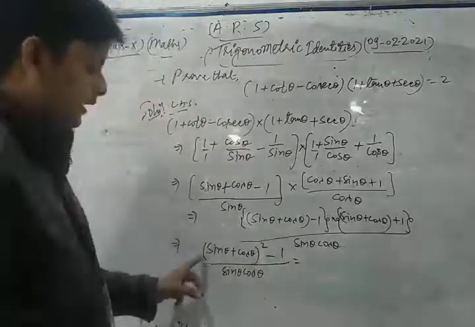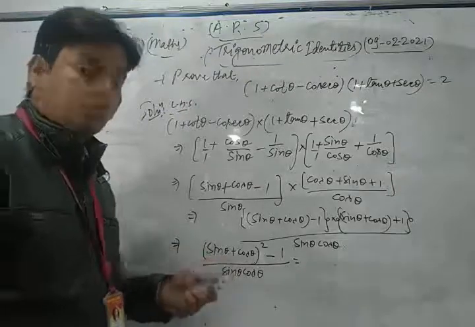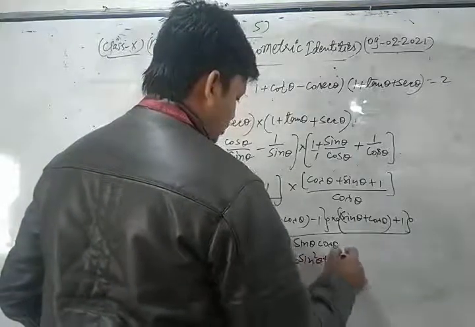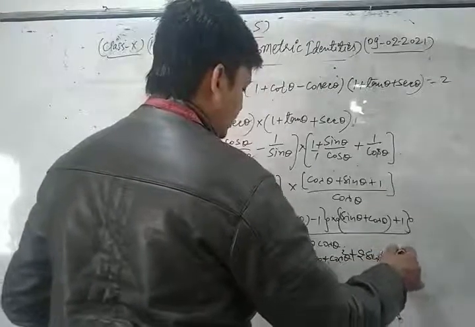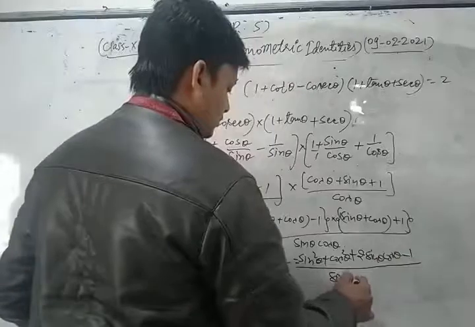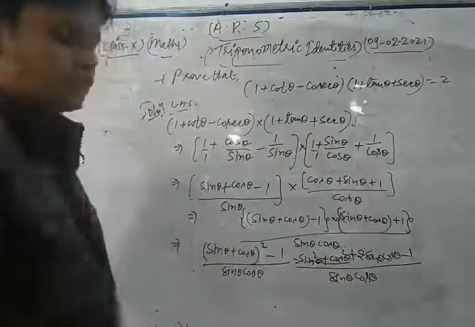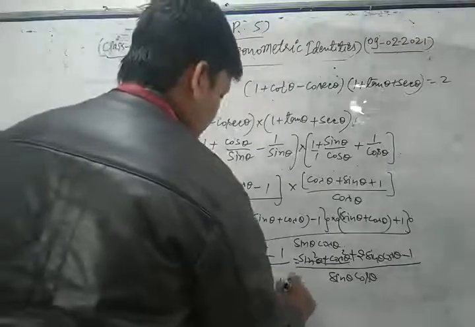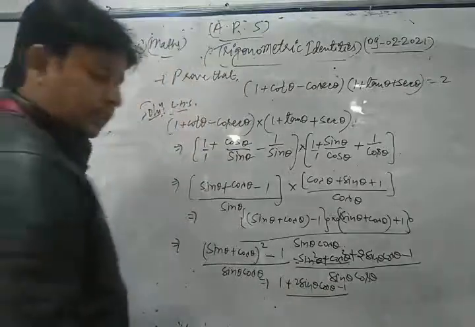Now we expand the given identity, sin theta plus cos theta whole square, based on a plus b whole square. So this is a square, sin square theta, plus b square, cos square theta, plus 2ab, 2 times sin theta into cos theta, minus 1, upon sin theta into cos theta. Now we write sin square theta plus cos square theta is equal to 1. So now we write 1 plus 2 sin theta cos theta minus 1 upon sin theta into cos theta.